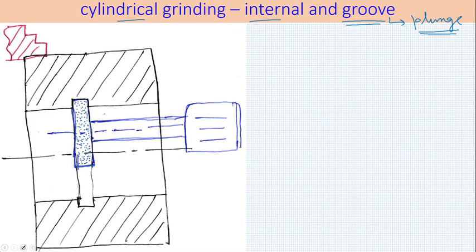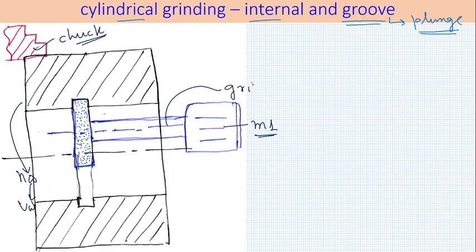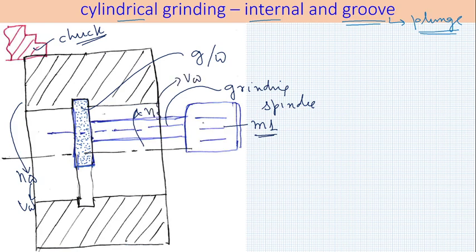Let me take the other color. This color is not coming very nicely. So here, this is once again the chuck. This is the jaw of the chuck, representing the chuck. This is NW, giving rise to VW. This is your motor 1 in the previous one. So this is your cutting head. This is the grinding spindle. This is the grinding wheel. The spindle is rotating with NS, which is giving rise to VS.